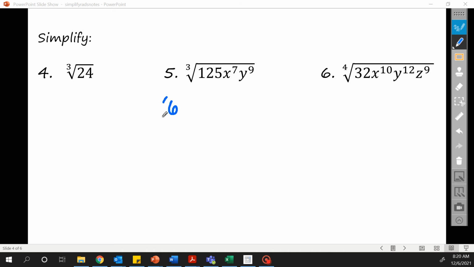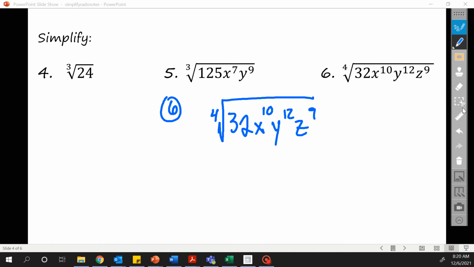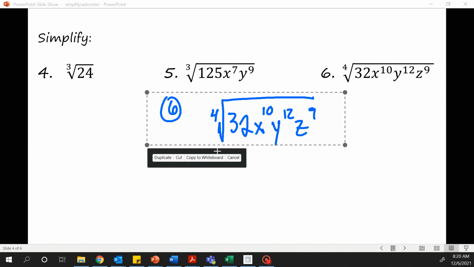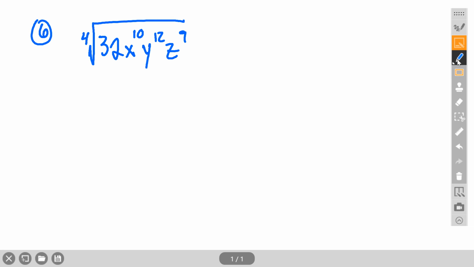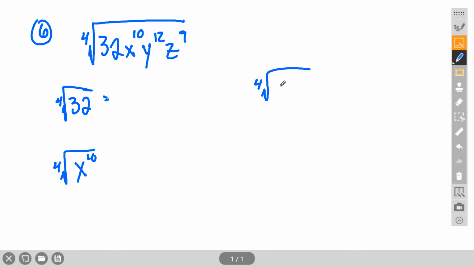All right, and then number 6, we actually have a 4th root here, 32x to the 10th, y to the 12th, z to the 9th, and this just means we are now taking out 4 of the same factor. So the 4th root of 32, the 4th root of x to the 10th, the 4th root of y to the 12th, and the 4th root of z to the 9th.